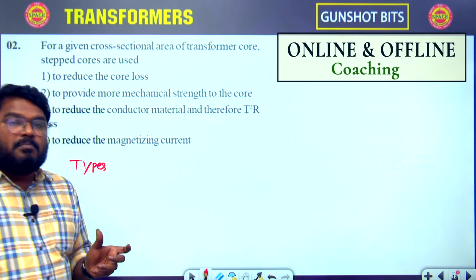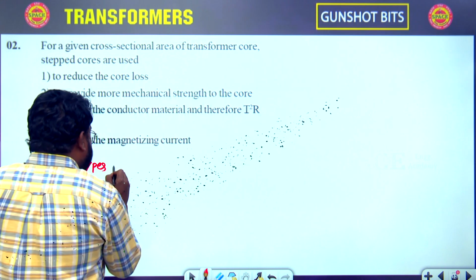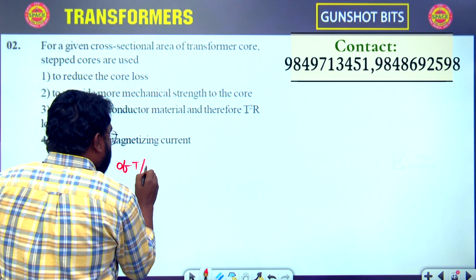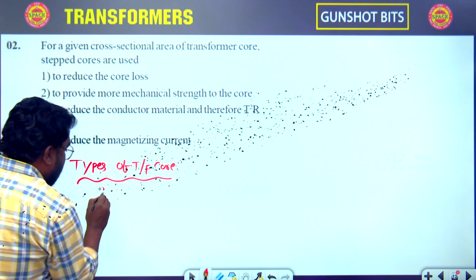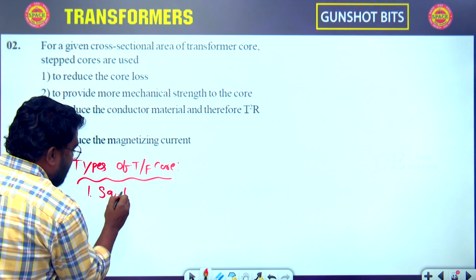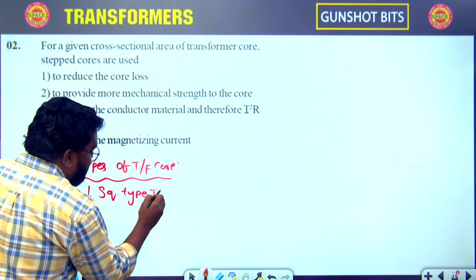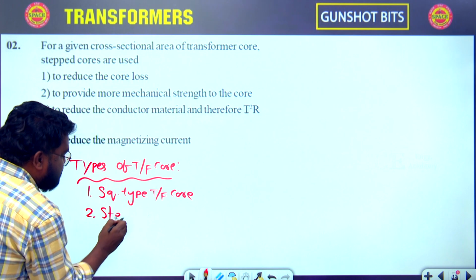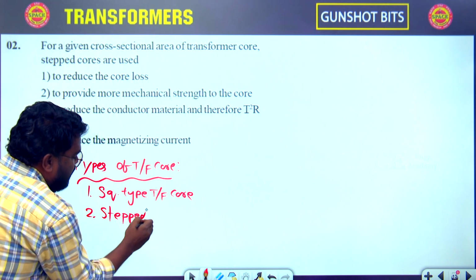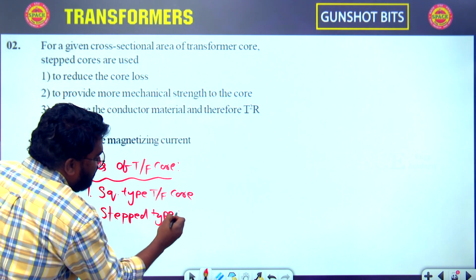We know that there are two types of transformer core. One is the square type transformer core, and the second one is the stepped type transformer core.